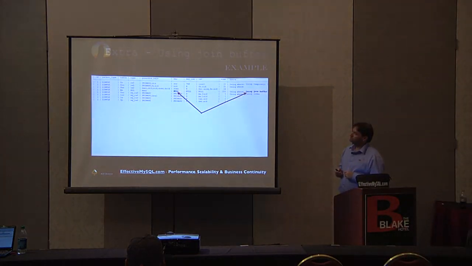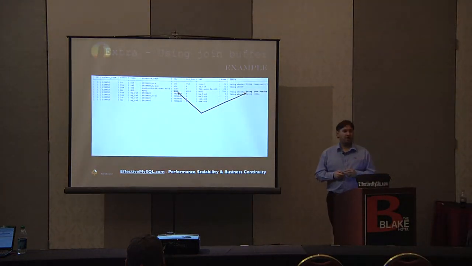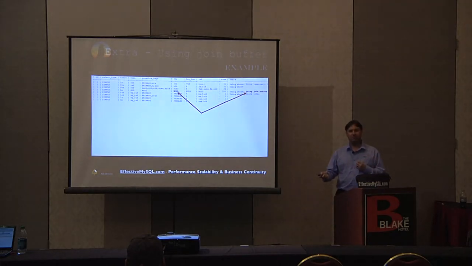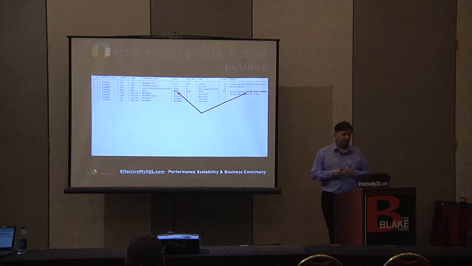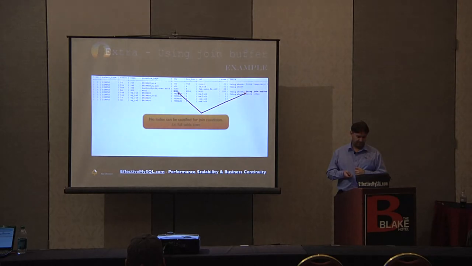Here's one of those other extra values, called using join buffer. What this means is that I have some data and I want to join to another table, but I can't find a key to use. You can see the other attributes I was telling you about. We can see the possible key there, but the actual key used was null. So here's an indicator that it's doing a scan and joining data together, and there's room for improvement with an index there.